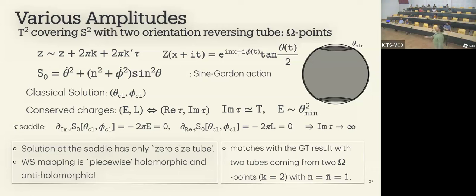That means theta min goes to zero, which means the size of the tube is becoming zero. Okay, that's where the solution contributes. The solution at the saddle point has only a zero-size tube. And the worldsheet mapping is piecewise holomorphic and anti-holomorphic. You can show that also: the outside is holomorphic, and the inside, the other part, is anti-holomorphic. At each point, you have two worldsheets, one holomorphic and another anti-holomorphic. It also matches the Gross and Taylor result with two tubes coming from two omega points, okay.